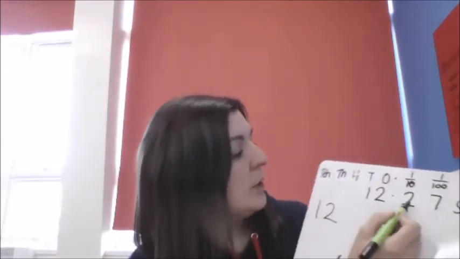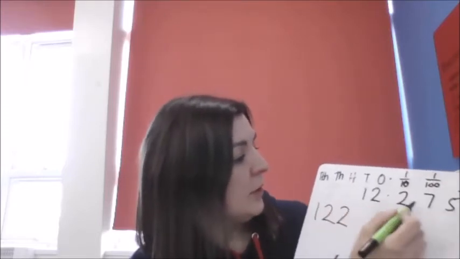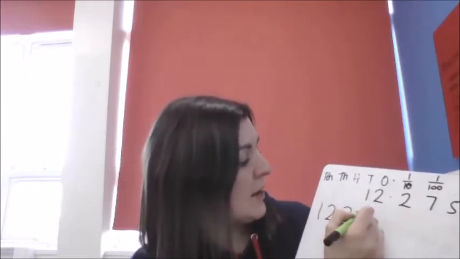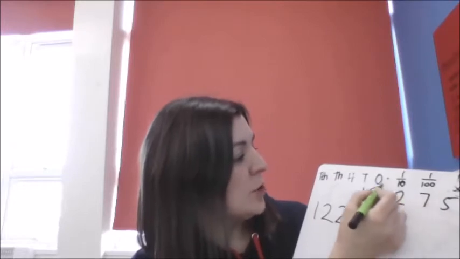So the 1 will move 1, 2, 3 places. So will this 2. The 7, 1, 2, 3. And the 5, 1, 2, 3. Okay, so it would be 12,275 metres. So for those first three, you've just got to multiply them by 1,000, either in your head, if you can do it in your head, or using a place value chart.